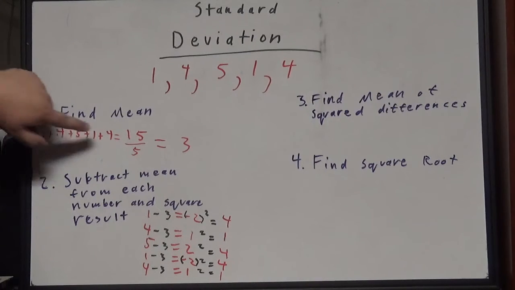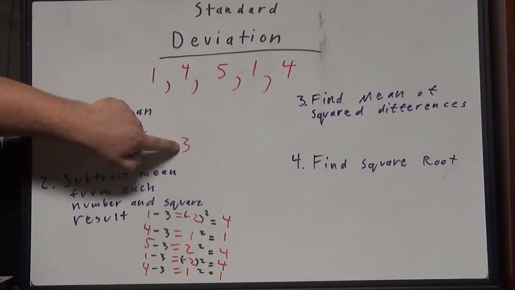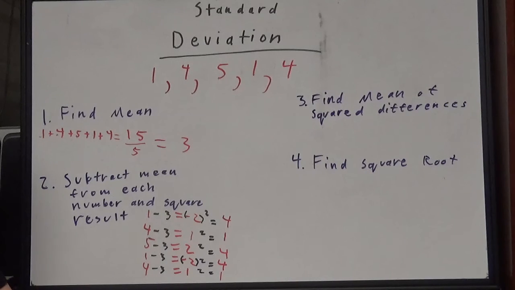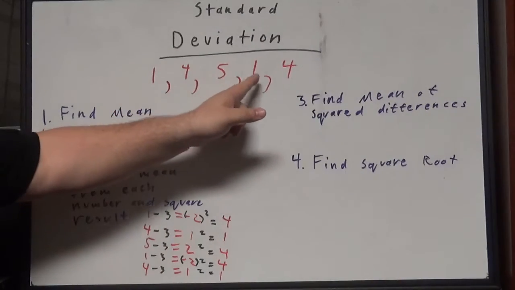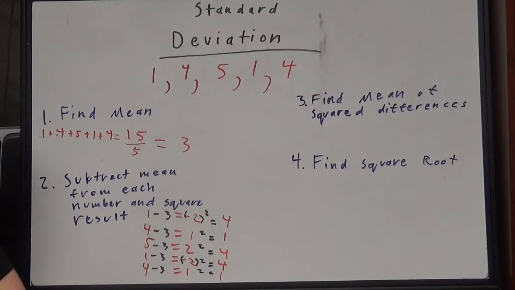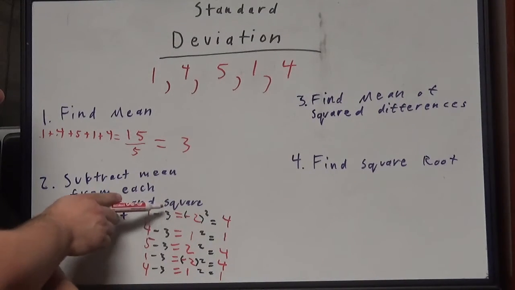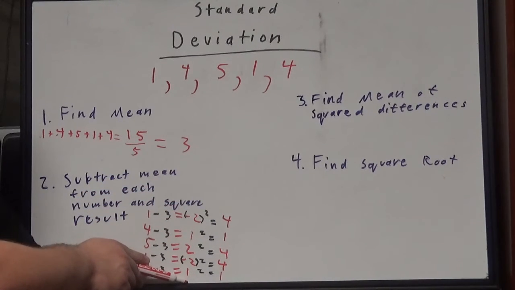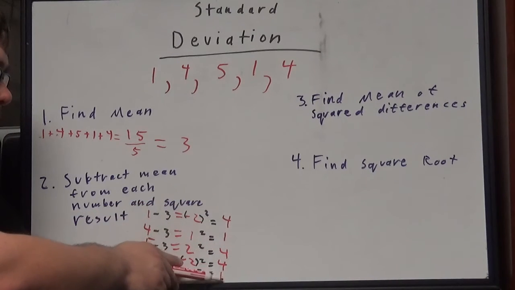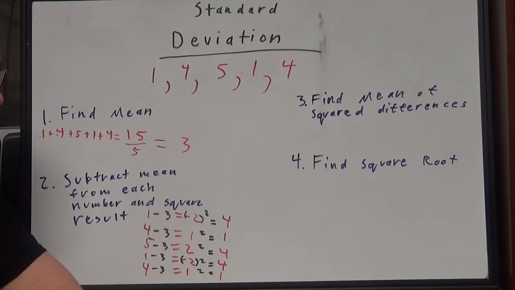We find the mean of these numbers. That gives us 3. That is our mean. That's our first mean, and that's our catalyst for doing the problem. We then take this number and we subtract it from each of our original numbers. That's what I did here. We have our original numbers minus 3, and we get a result. We then square that result and we get the squared differences.